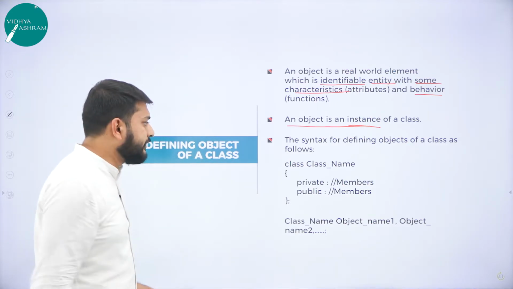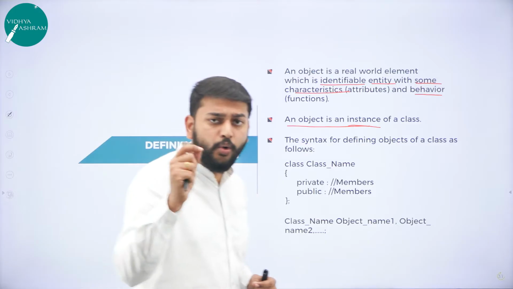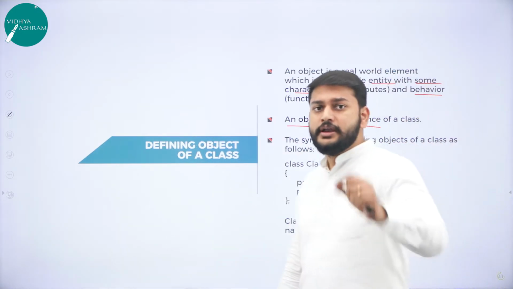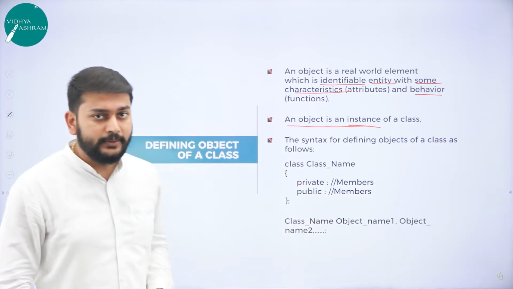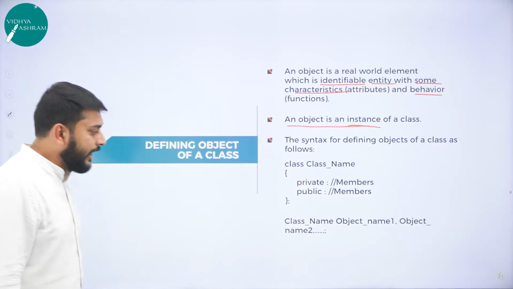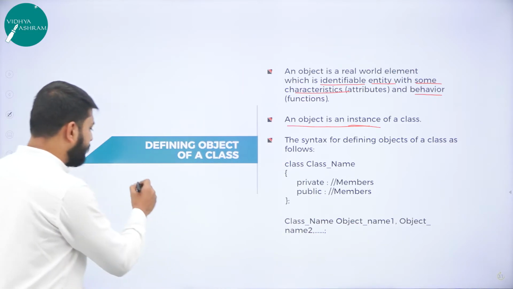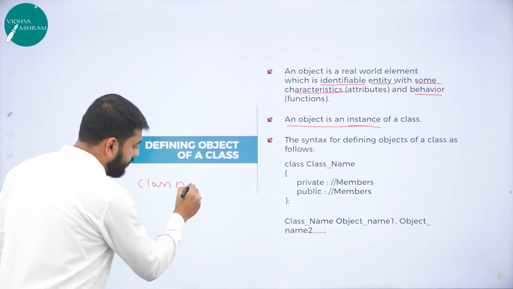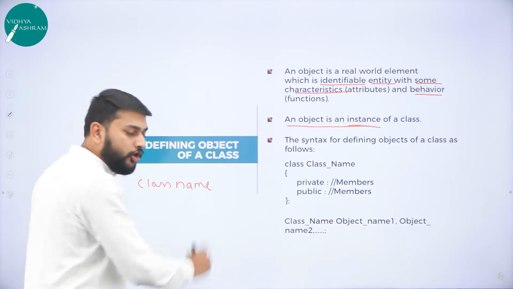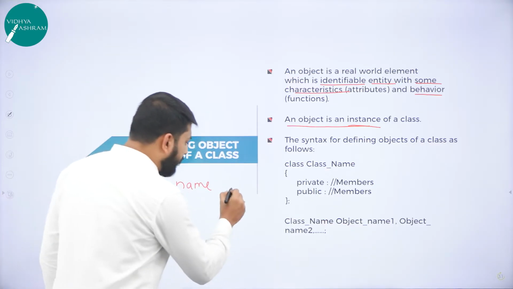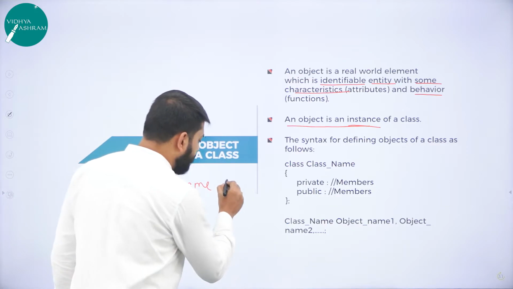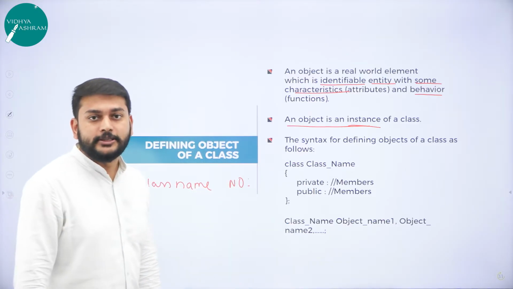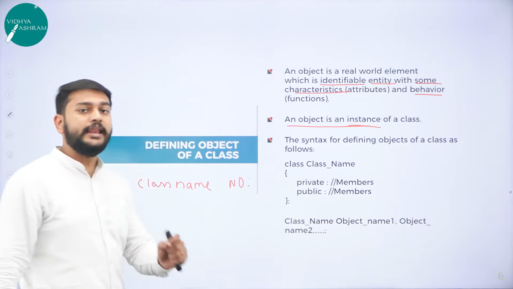The third important thing: how do I declare an object? The syntax to declare the object is what I will be discussing now. So guys, what is the syntax? First of all, you need to write the name of the class. Followed by that, you write the name of the object. Then after that you end with a semicolon. That is the syntax to define any object.